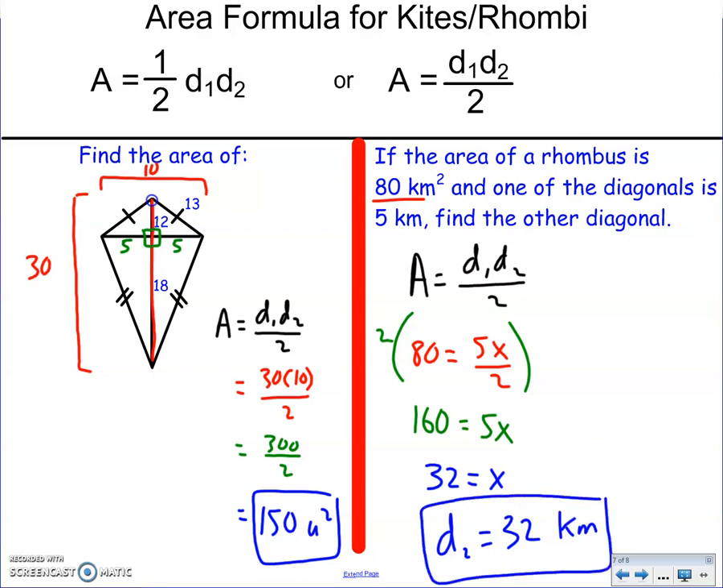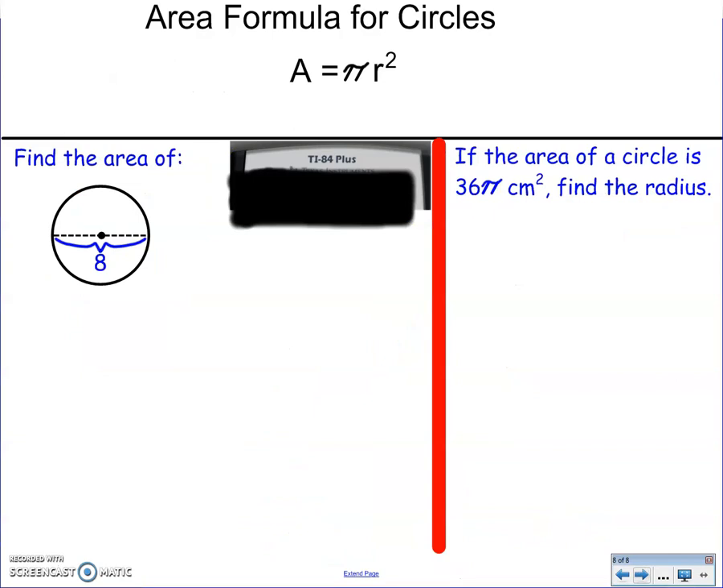All right, last slide. Circles. Area formula of circles is pi r squared. All right, r is the radius. Remember, sometimes there's also a diameter. If you have the diameter, you must half it to get the radius.